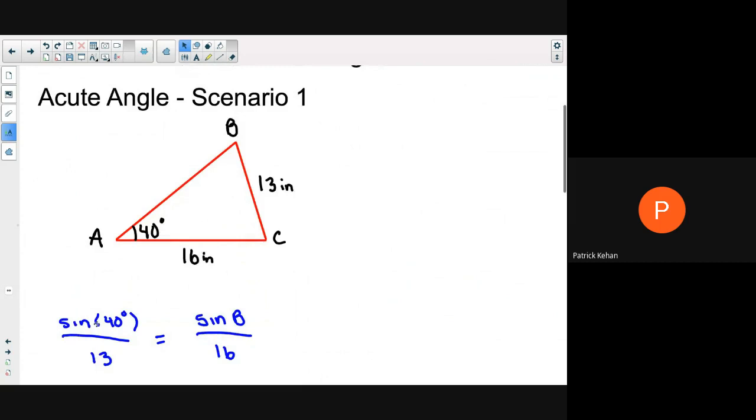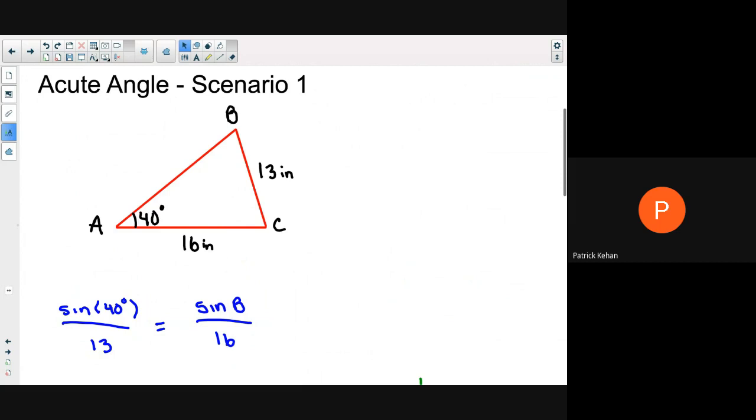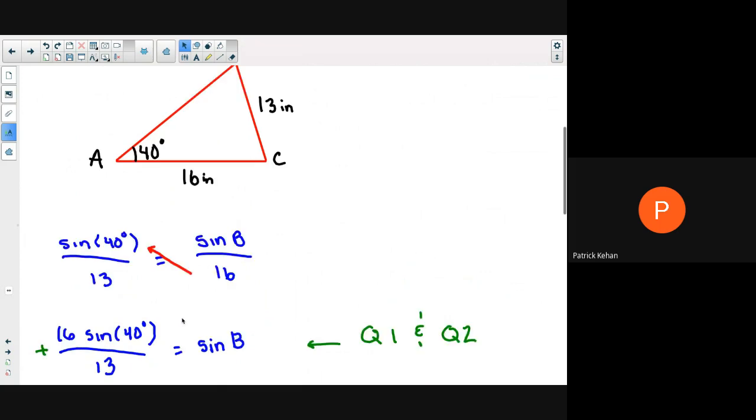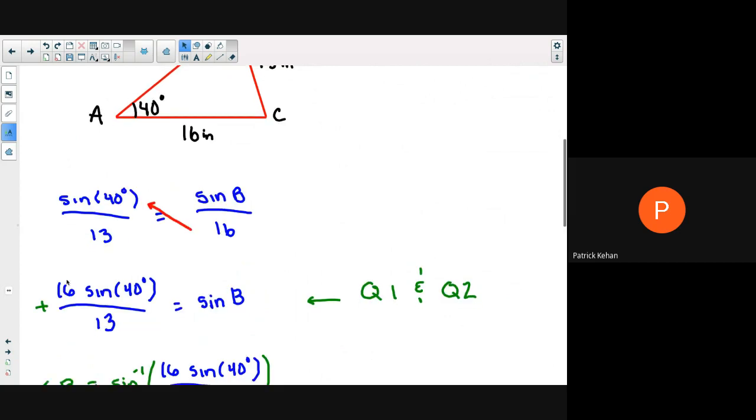So I'll take sine of 40 degrees over 13 units equals sine of angle B over 16 units. There's no other way to start with this problem because we don't have an angle for C or a side length for C, so we have to start by looking for angle B. We're going to solve this just like in the previous examples. Actually, we don't need to cross multiply in this case. We can just multiply both sides by 16 to remove the denominator from the right fraction, leaving us with 16 sine 40 over 13 equals the sine of B.